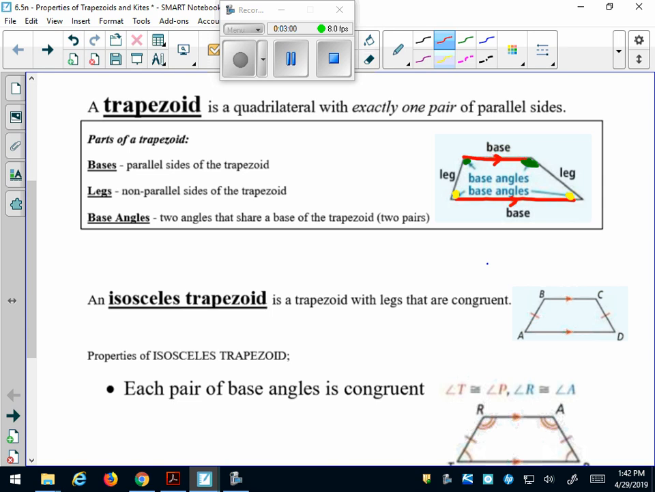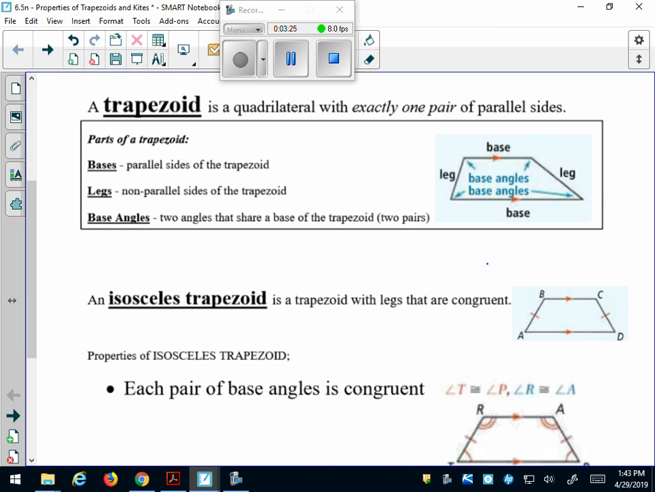Now, we don't have a relationship among them like congruent or anything else with regular trapezoids. We just are naming them in pairs. The top two touch the first base, so those are a pair of base angles, and the bottom two touch the other base, and so those are a pair of base angles.